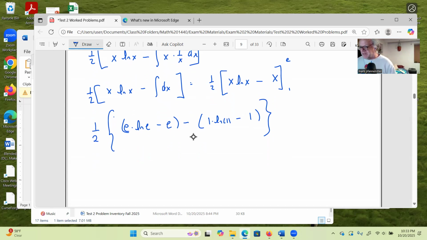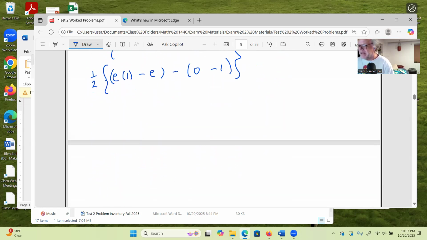Now we have to do some simplification. So we have 1 half. Here we go. We have e. What is the natural log of e? Natural log of e is 1, minus e. Well, that's going to be convenient. It's almost like somebody planned that for you. Minus. Now we have 1 times the natural log of 1. The natural log of 1 is 0. And then we have minus 1 sitting there, right? Because that didn't do anything. And then we have to simplify this stuff.